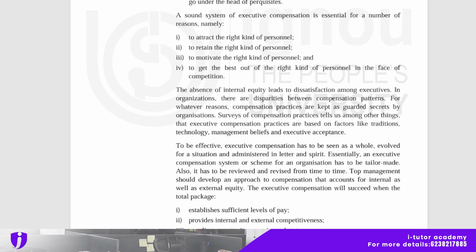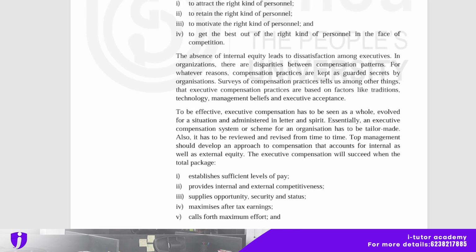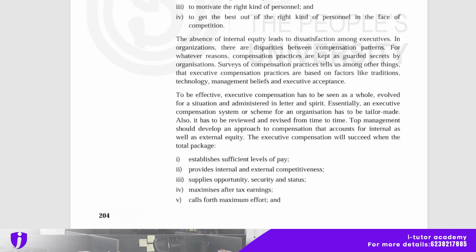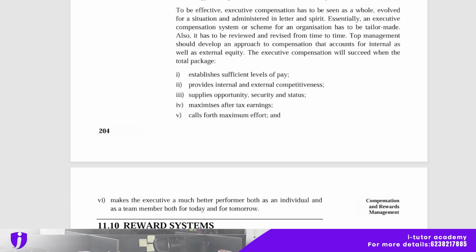The executive compensation will succeed when the total package establishes a sufficient level of pay and provides internal and external competitiveness, and supplies opportunity and security and status, and maximizes after tax earning, and calls for maximum effort. And the last one is, it makes the executive a much better performer both as an individual and as a team member for both today and tomorrow.